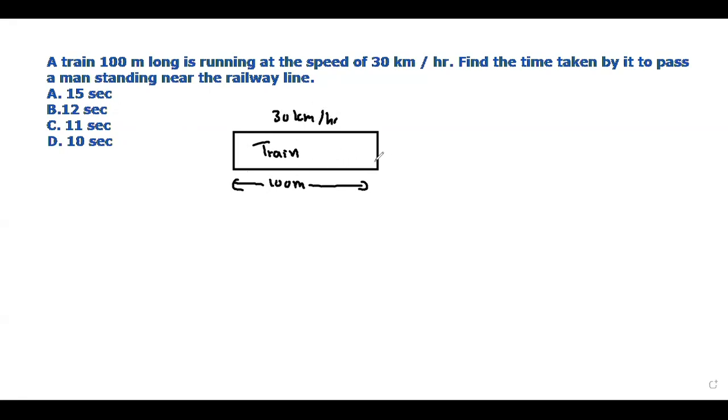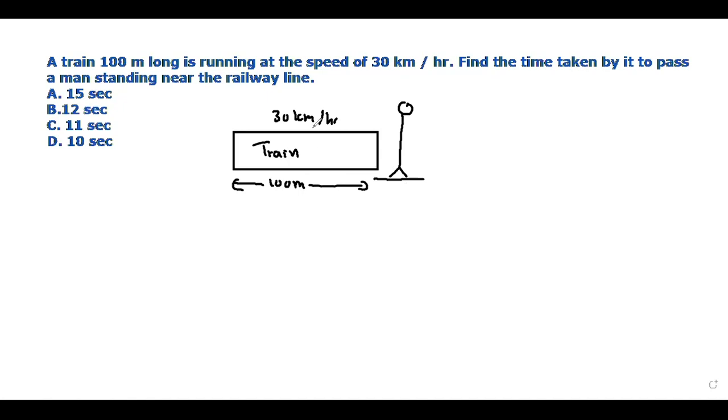Okay. Now there is a man here, near the railway and the train. Now find the time taken by this train to pass the man. So how are you going to find it? That's an important fact. Now first point: the distance traveled to pass a man is equal to the length of the train.